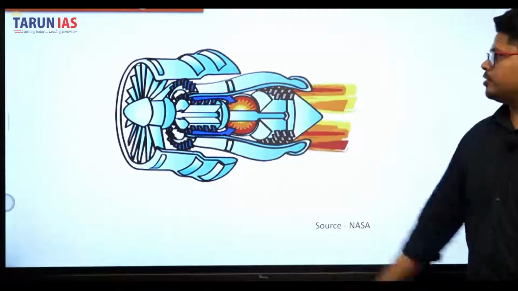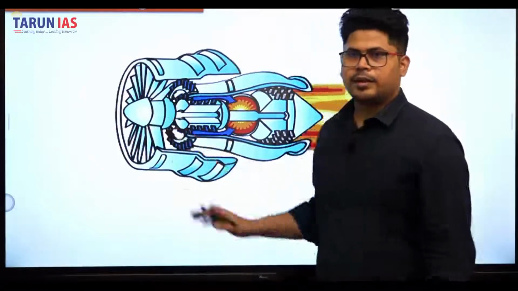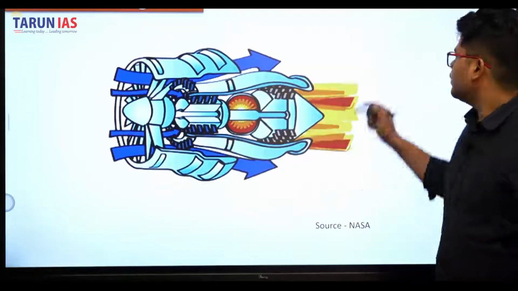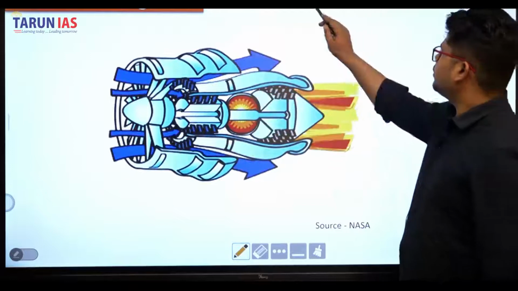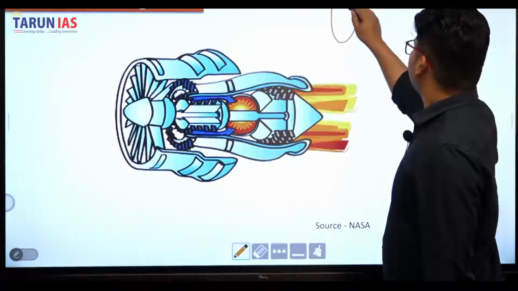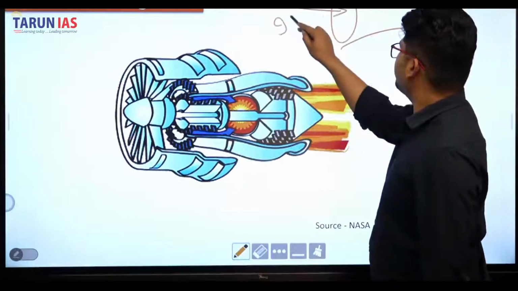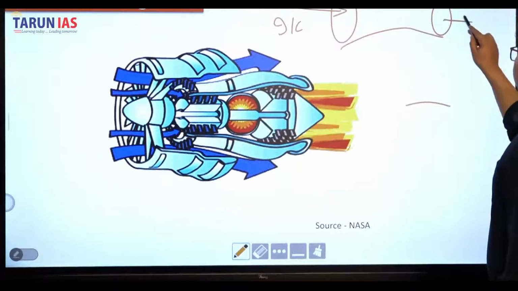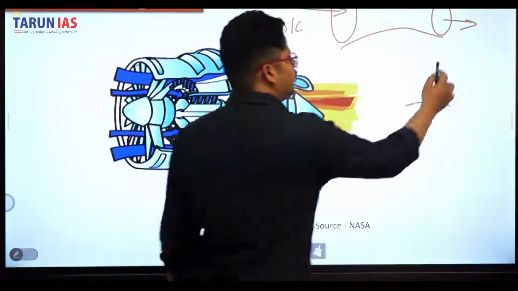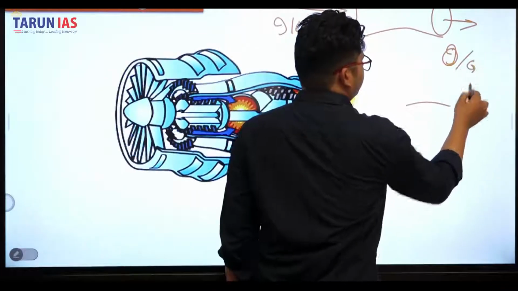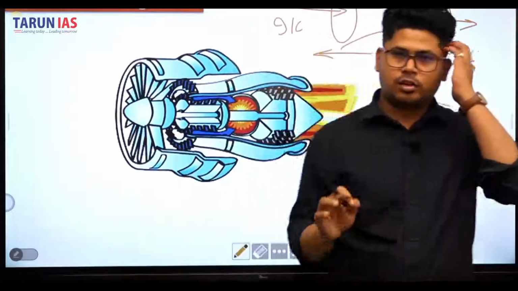So this is the basic jet engine. As you can see, these are the turbine blades. The jet engine concept is very simple. If the speed of incoming air is less than the speed of outgoing air, then this thing will move forward. This is the basic Newton's third law of motion.